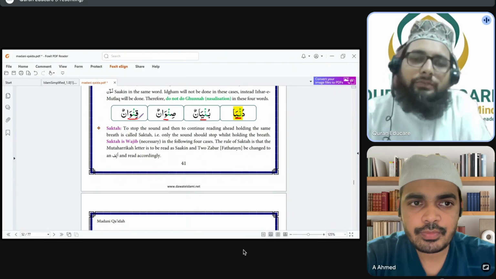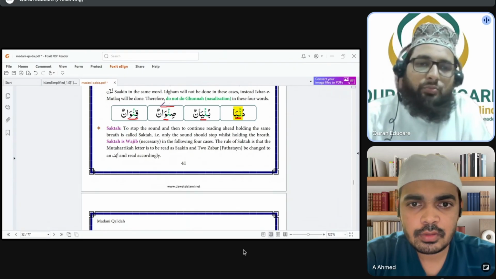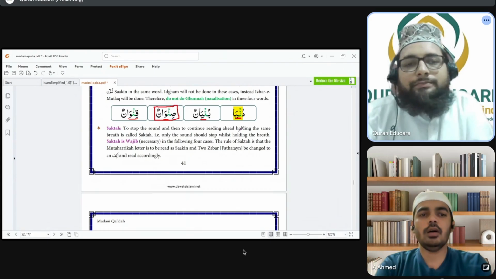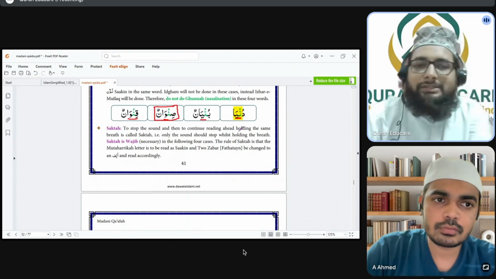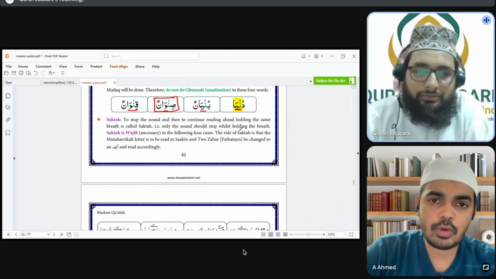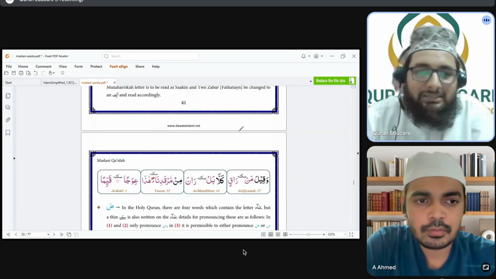That's why we will not do Ghunnah, like dunya, bunyanun. So the Noon sound will be a clear sound. With a clear sound, no Ghunnah will be done. Next is Sakta.